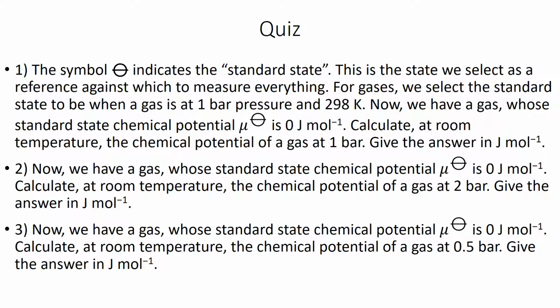Question number 2. Now we have a gas whose standard state chemical potential, mu circle dash, is 0 joules per mole. Calculate at room temperature the chemical potential of a gas at 2 bar pressure. Give the answer in joules per mole. Question 3 is the same as the first 2 questions, but this time the pressure of the gas is 0.5 bar. Give the answer in joules per mole.